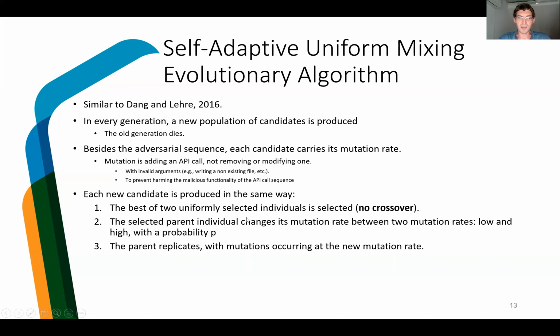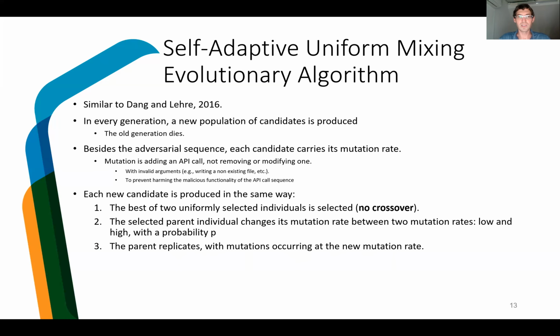So again, the uniform mixing makes better sense. The second part is that the selected parent modifies its mutation rate between two mutation rates, low and high, with a certain probability P. And the parent replicates in order to generate the new candidate with the new mutation rate. So if the mutation rate after the mutation is low, then a low number of mutations would be added to the API call sequence. If it's high, then a high number of mutations would be added to the API call sequence.